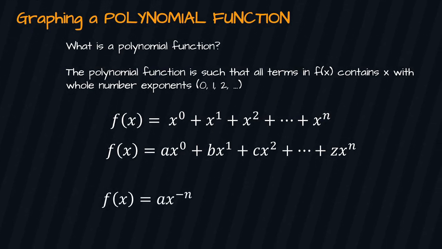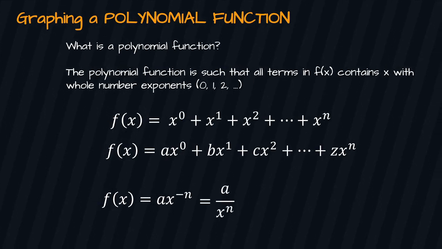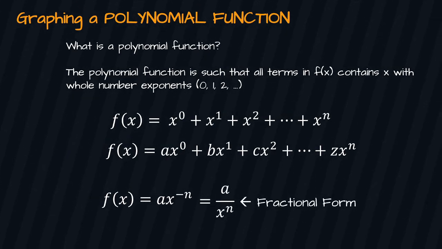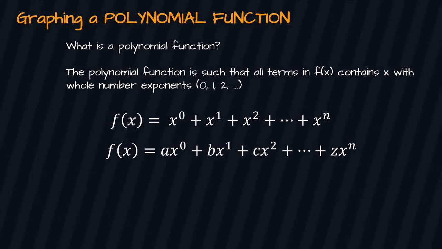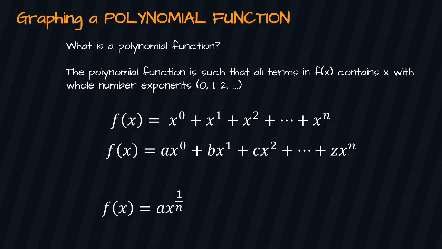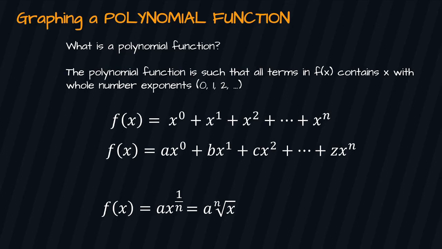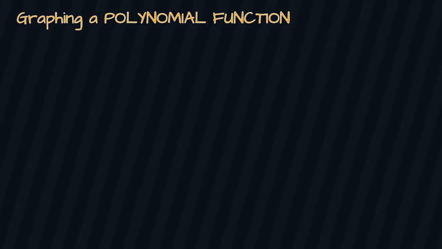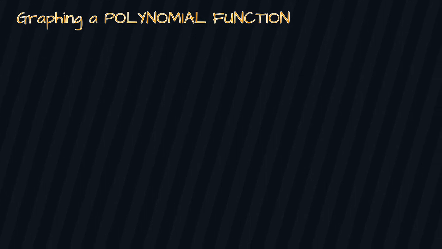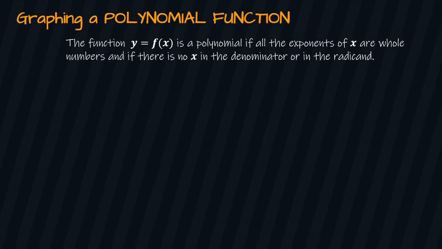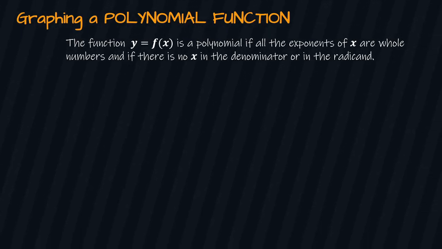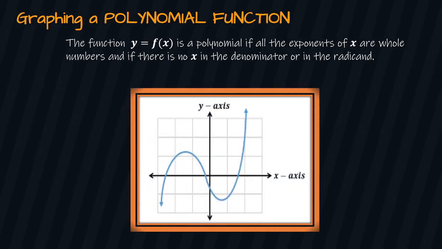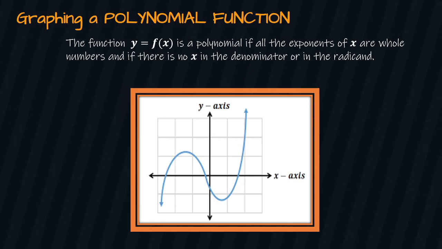This function could be written in the form, and this is a fractional form. And this one could also be written as, and this is in radical form. Another description of a polynomial function is that there is no x in the denominator or in the radicand. This is an example of a graph of a polynomial function.